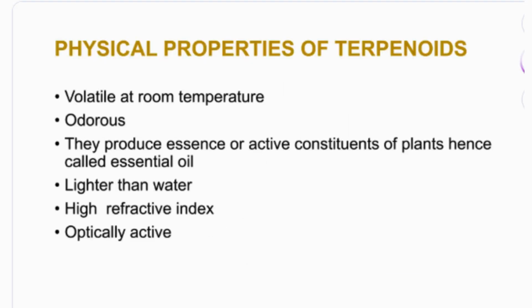The physical properties of terpenoids are that they are volatile at room temperature and odorous. They produce the essence or active constituents of plants, hence they are called essential oils. They are lighter than water, have a high refractive index, and are optically very active.